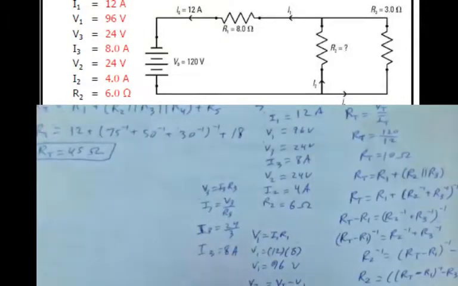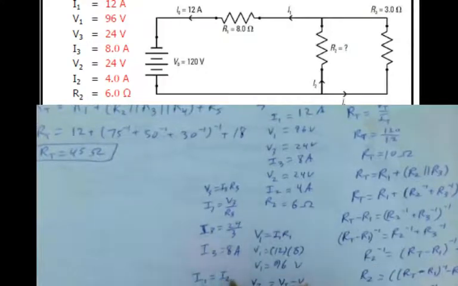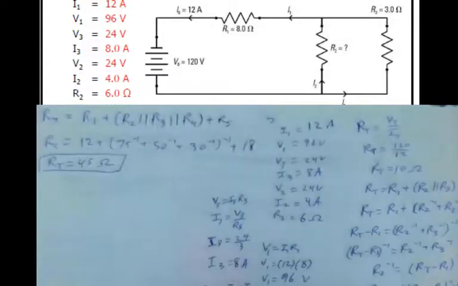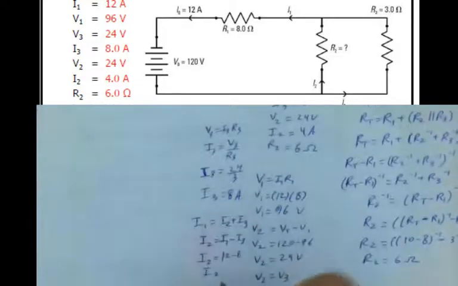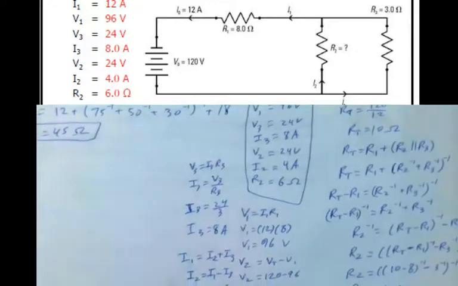I1 equals I2 plus I3. I2 would equal I1 minus I3. So I2 equals 12 minus 8. I2 equals 4 amps. And that's my final solution here with everything. That's my full analysis of that circuit.